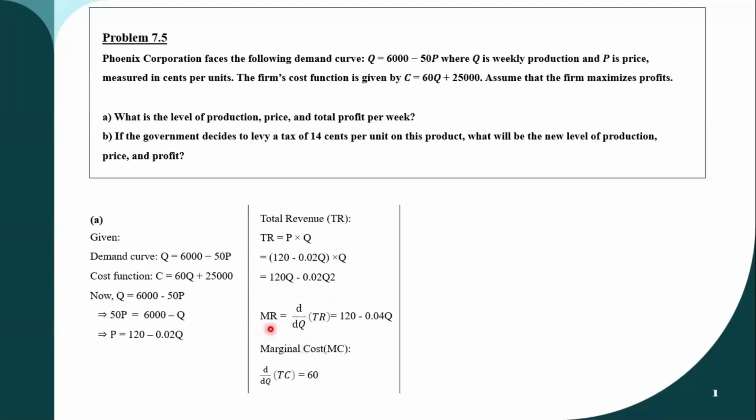So here is the process. MR equals d/dQ of TR. That means 120 minus 0.04Q. Marginal cost.